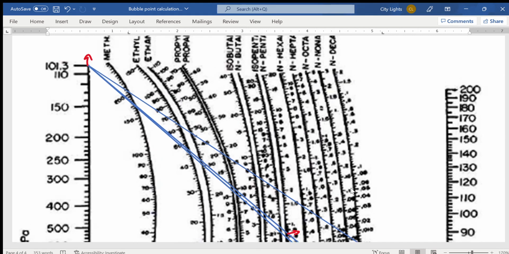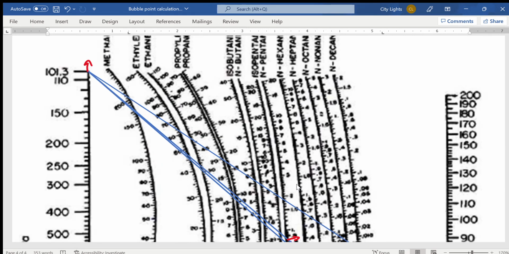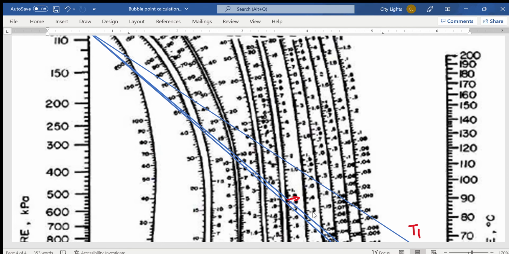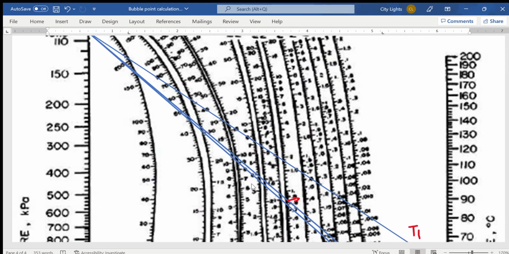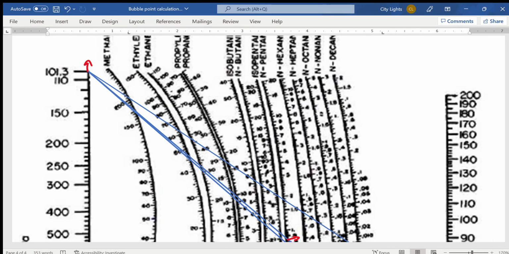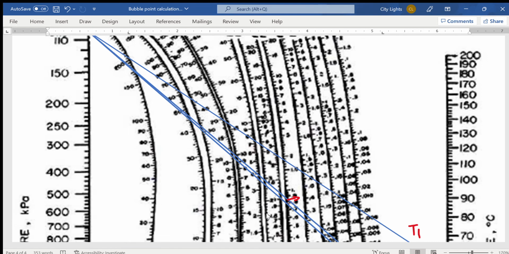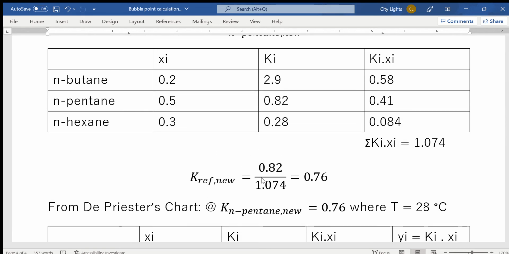Now, from this new line, I'm going to read off new K values for N-hexane, which turn out to be this is 0.2, this is 0.25, and this is 0.28. So this turns out to be 0.28, and for N-butane, this is 2, this is 3, so the value over here turns out to be 2.9. Let's see what values I have found. Yes, 2.9 and 0.28. So these are the new values that I found.